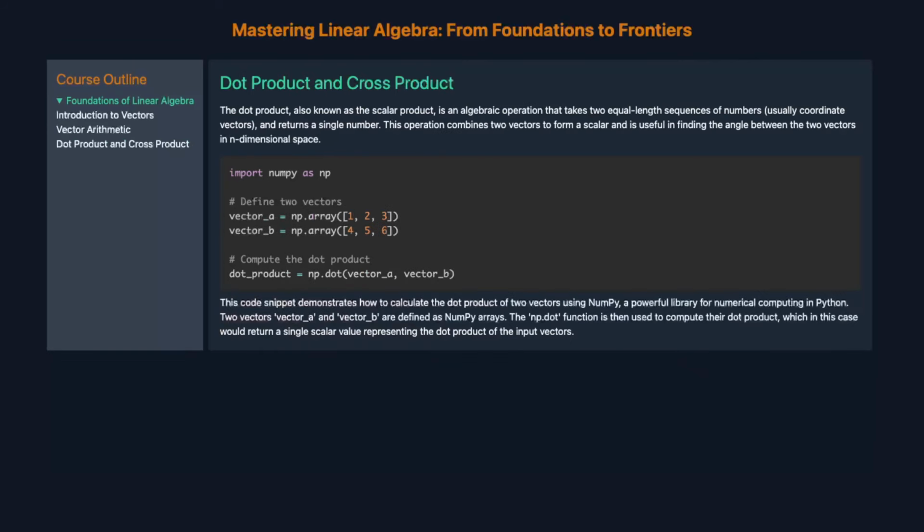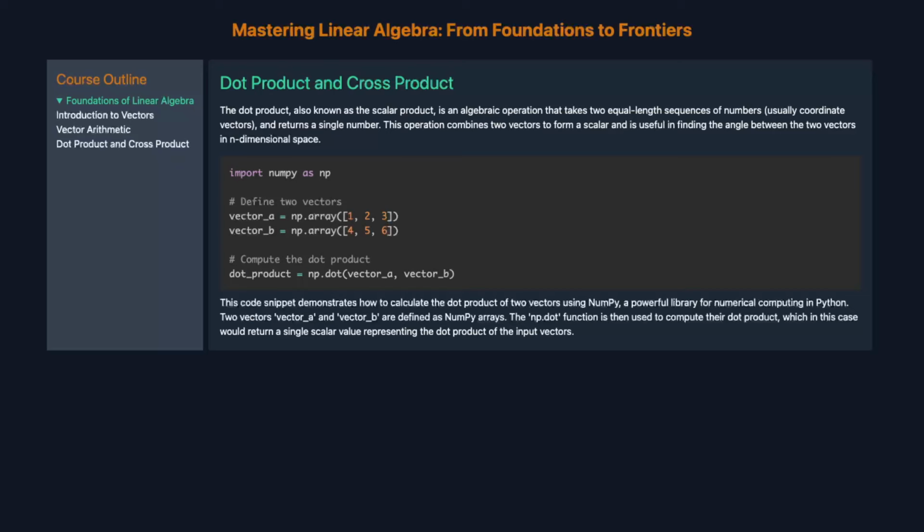Dot product and cross product. The dot product, also known as the scalar product, is an algebraic operation that takes two equal-length sequences of numbers, usually coordinate vectors, and returns a single number. This operation combines two vectors to form a scalar and is useful in finding the angle between the two vectors in n-dimensional space. This code snippet demonstrates how to calculate the dot product of two vectors using NumPy, a powerful library for numerical computing in Python.